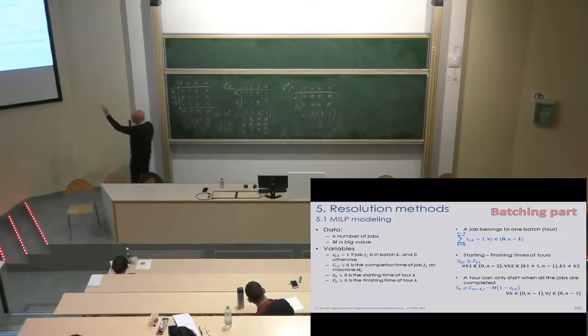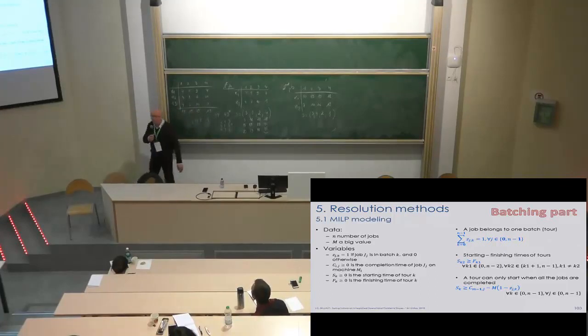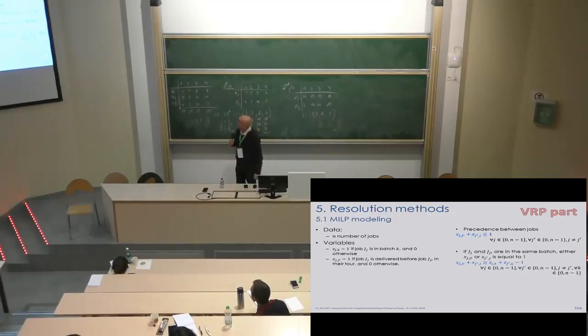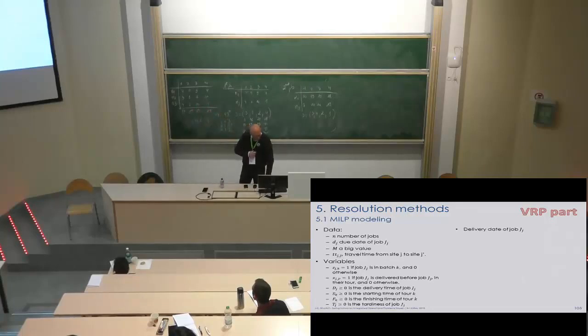A tour can only start when all the jobs are completed. So if job j is in batch, in tour k, then the starting time of k is greater than or equal to the completion time of job j on machine M-1. Then you have the VRP part with precedence between jobs. If two jobs are in the same batch, there is one job before the other.